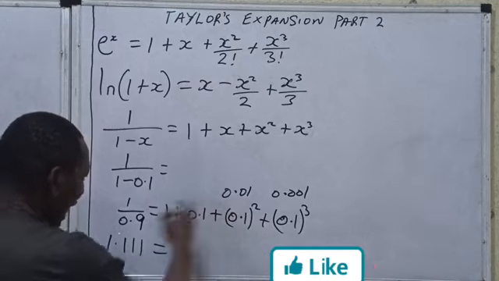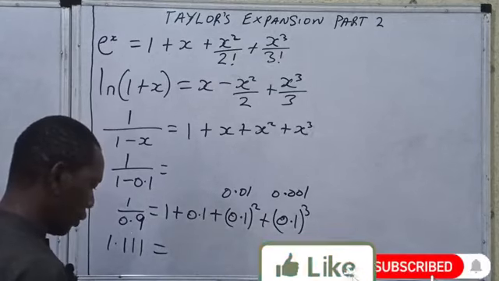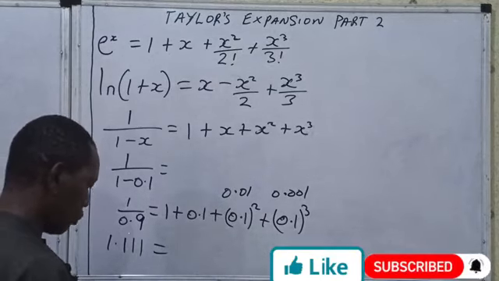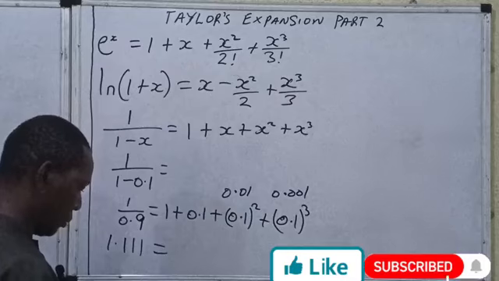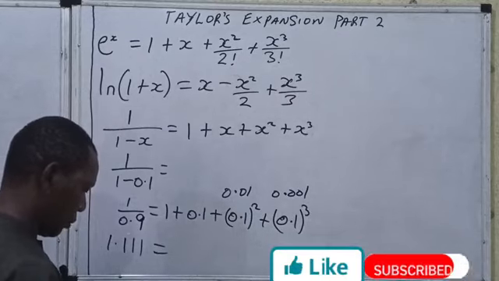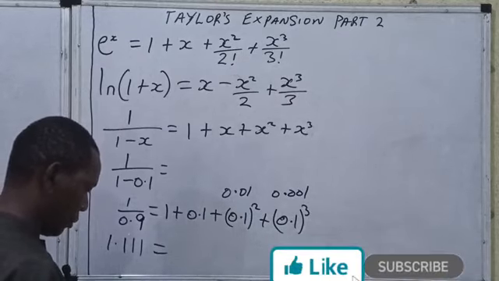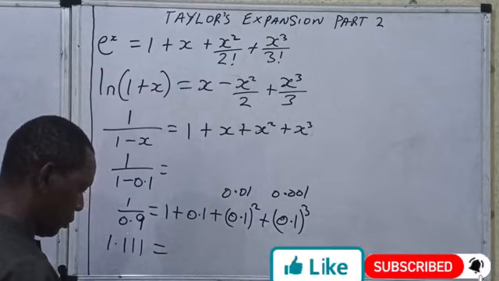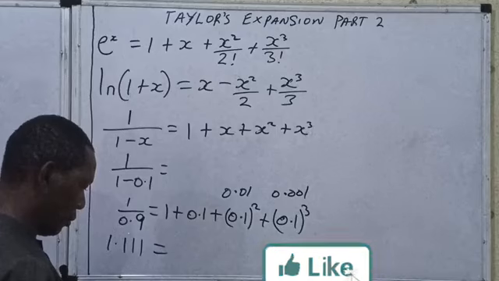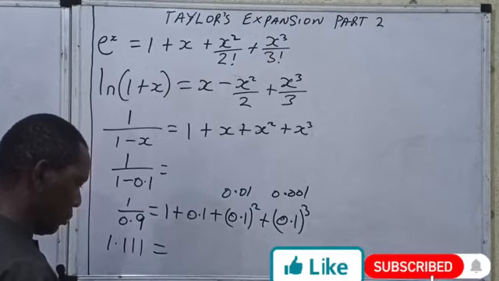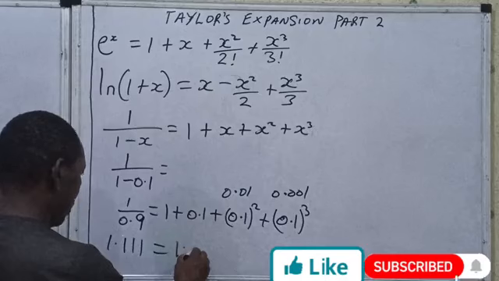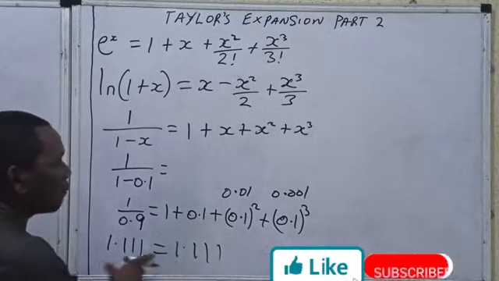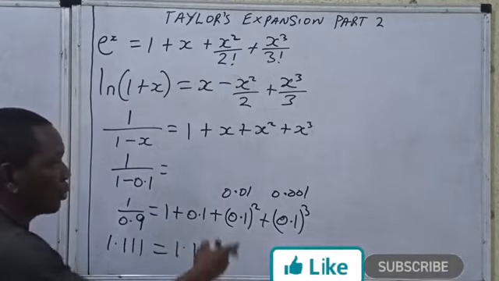So just add everything that you have here. You have 1 plus 0.1 plus 0.01 plus 0.001. If you simplify this, you also have 1.111. So you have approximately, in fact it's the same, but you can continue.